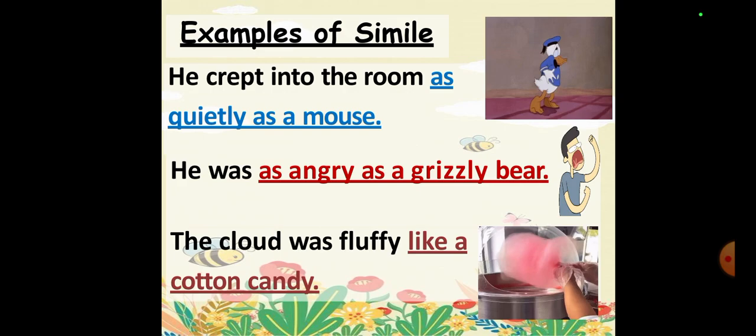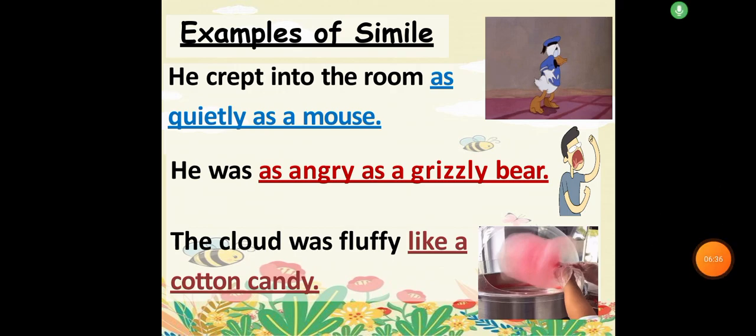So let me give you some examples of simile. Here I'm having a sentence: he crept into the room as quietly as a mouse. Here you can even write "a thief." The thief crept into the room as quietly as a mouse, because whenever you go into someone's room, this is one thing: a mouse is also quiet. It doesn't make any sounds. Nobody has any idea that there is a mouse. Same as here, they are talking about a person who went inside a room quietly, just like a mouse.